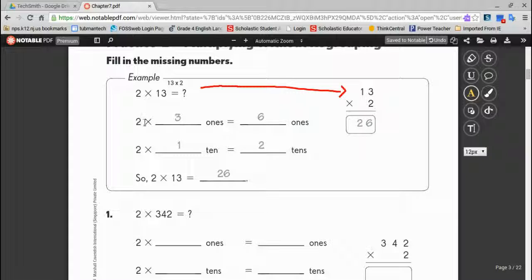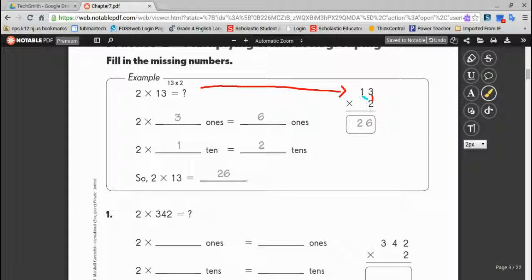place. So you have 2 times 3 ones. So 2 over here times your 3 ones over here, and we know 3 times 2, or 2 times 3, equals 6. We get 6 ones. Then we want to multiply this side. So the first thing we did is we multiply over here, 2 times 3. And then the second thing we want to do is to multiply that number.